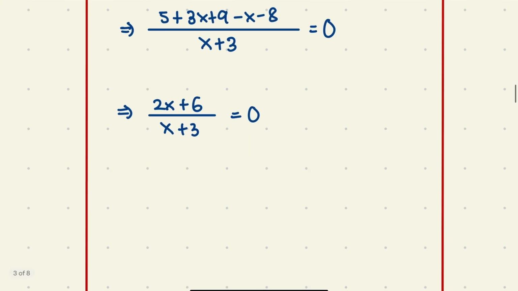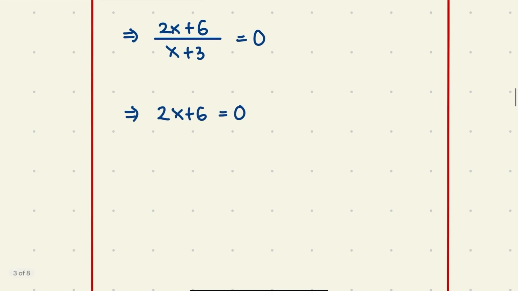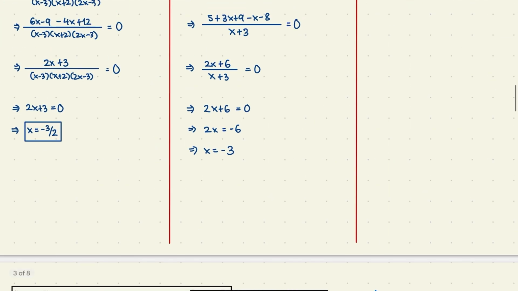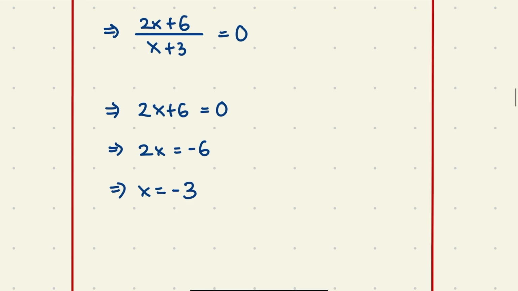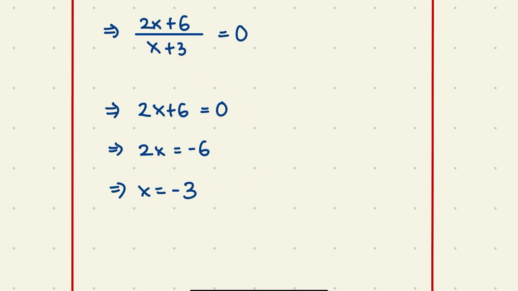And then again, apply the same game. So what we do here is we equate 2x plus 6 equal to 0. This will give you 2x equal to negative 6. So I just move 6 to the other side. Divide 2 both sides and we'll be left with x equal to negative 3. But take note out here that when you plug in negative 3 in the denominator, that would actually be 0. So this one is not really a solution.